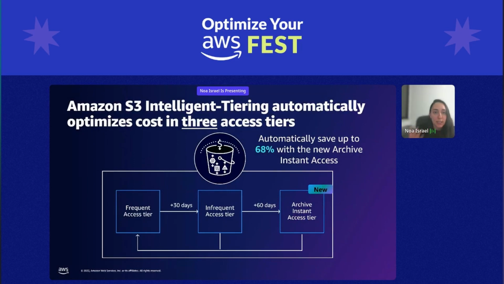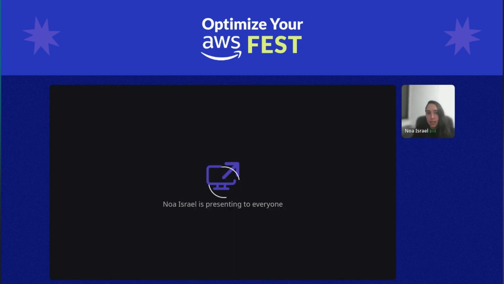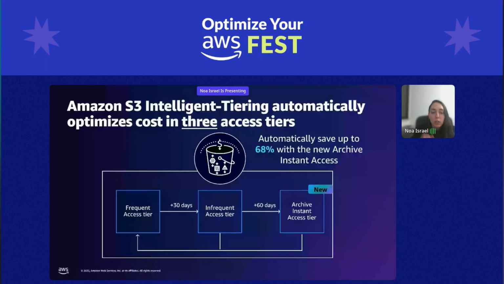We have Amazon S3 Intelligent-Tiering that automatically optimizes cost in 3 access tiers. As you can see in the slide, we have the frequent access tier. When the object is new and active, it goes into the frequent access tier. And after 30 days, when the object is inactive, it automatically moves to the infrequent access tier. And after an additional 60 days, it will automatically move to the archive instant access tier. And there is no operational overhead, no lifecycle fees, and no retrieval fees. So this is important to note.